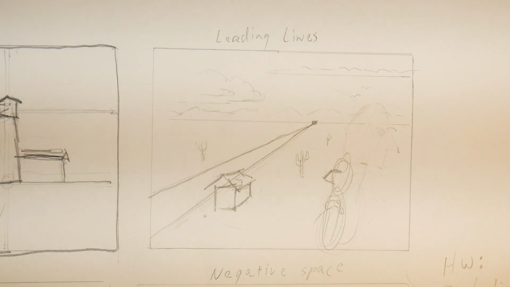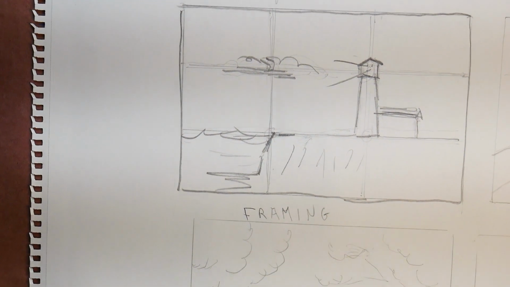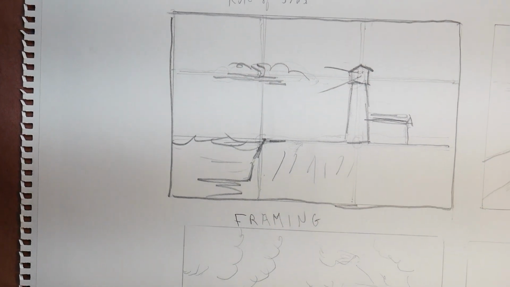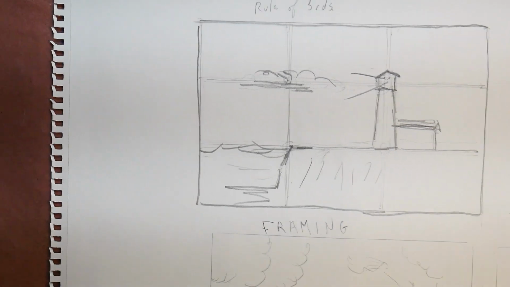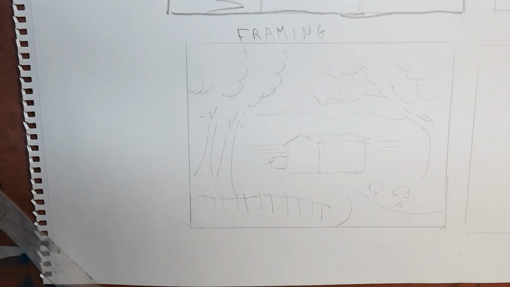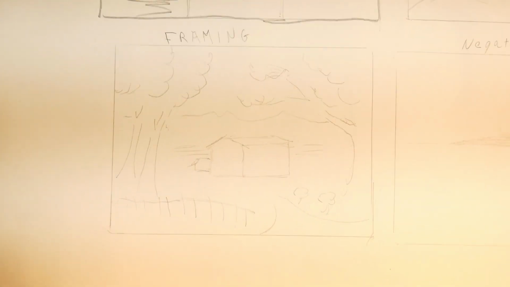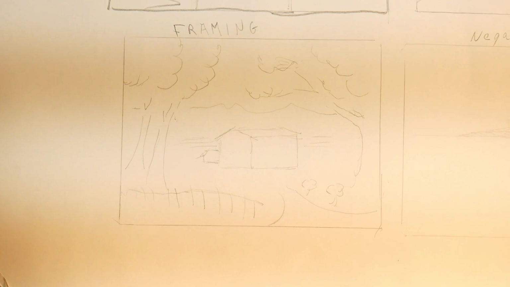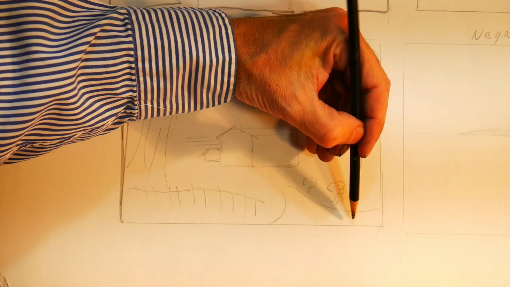Let's see, another example of composition is what we call framing. Right down here, I've drawn a little house being framed by trees. This one's called framing. So here's the frame itself.